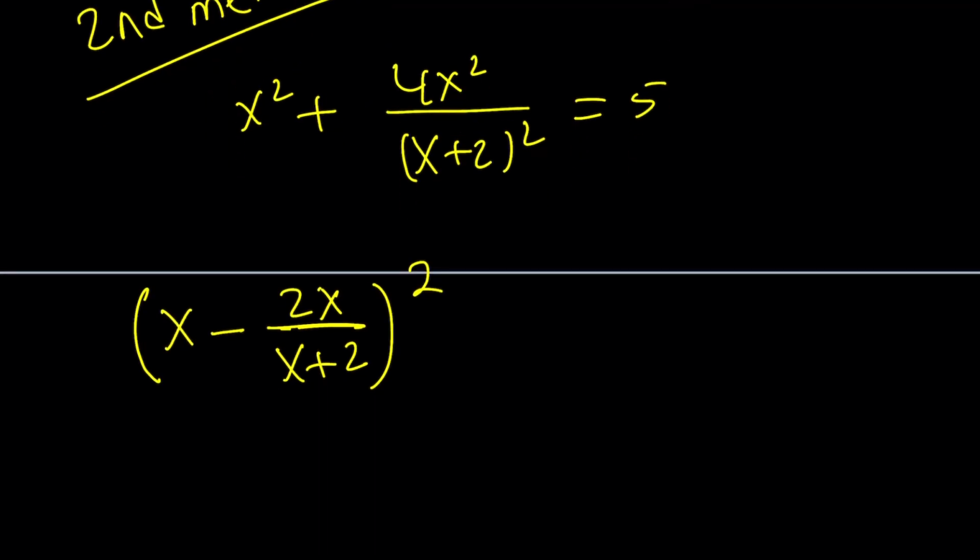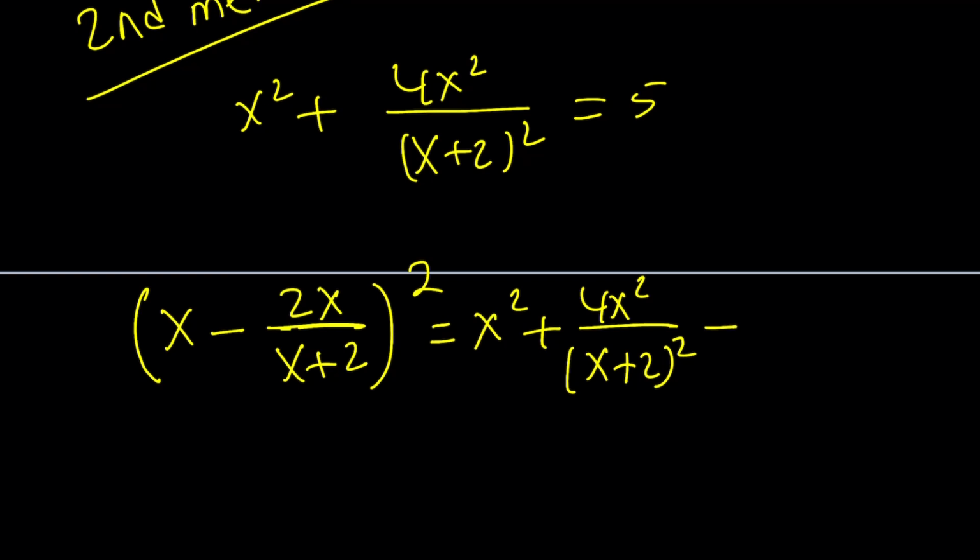So first of all, if you square this, you're going to get x squared plus 4x squared divided by x plus 2 squared, which is what we have. That's 5. Minus the 2ab term, so that's going to be 4x squared over x plus 2. And obviously, this is going to give us something super nice.